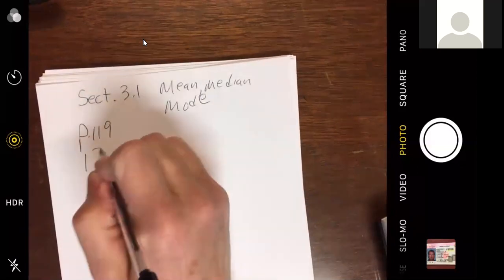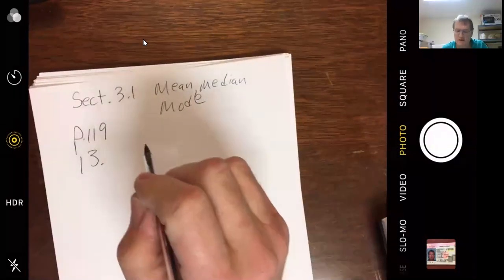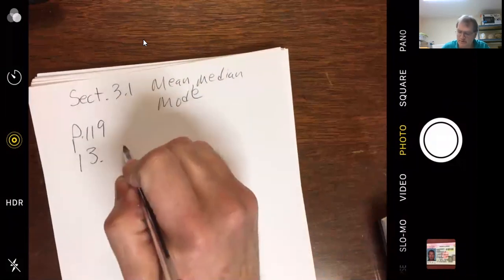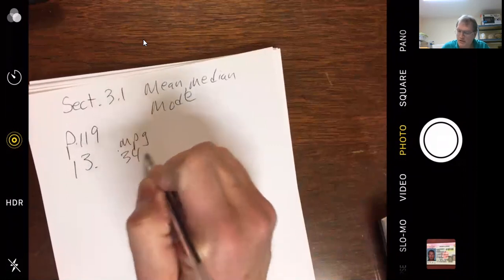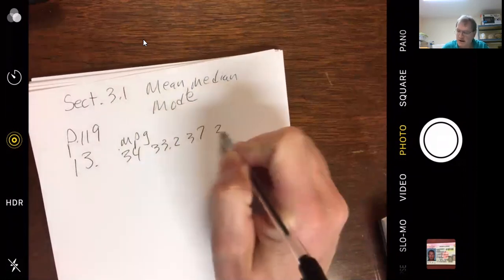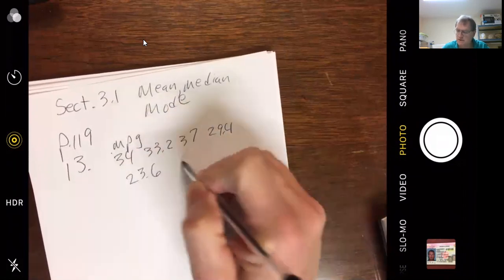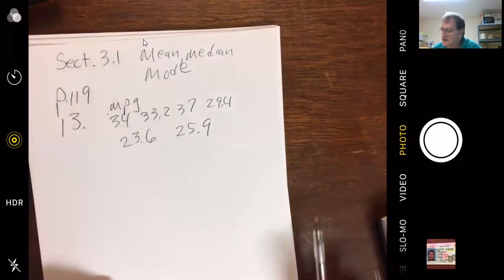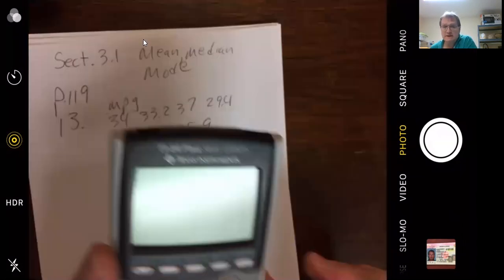Okay. Well, I guess I'll start here. Let's see. Why don't we do page 119, problem 13. This is miles per gallon for a 2013 Ford Fusion for 6 randomly selected vehicles: 34, 33.2, 37, 29.4, 23.6, and 25.9. This is probably the limit of something you could do by hand. But a standard deviation, and they're not asking for that here, would be a little overwhelming to do by hand. So that's why we teach everybody to plug in.